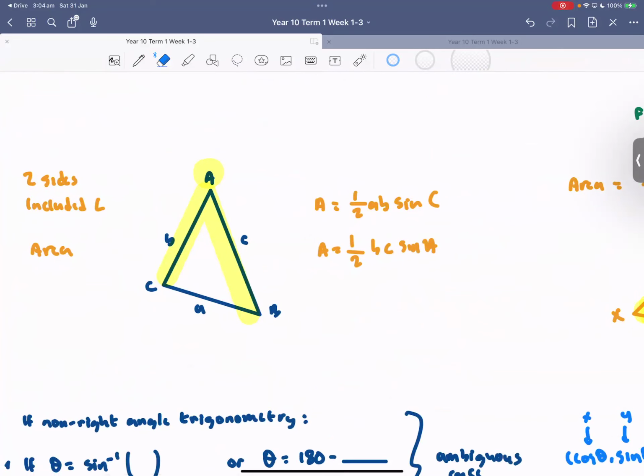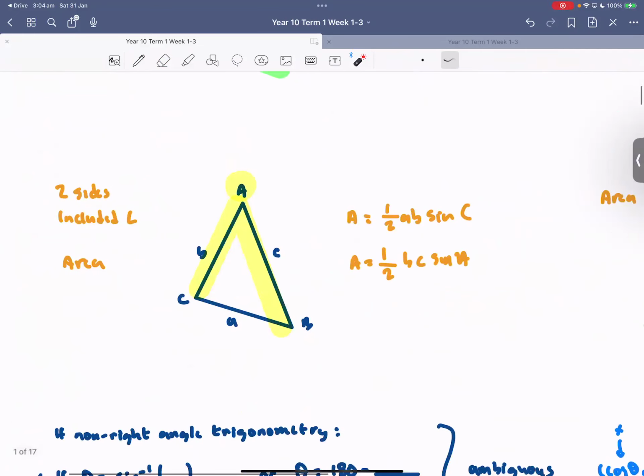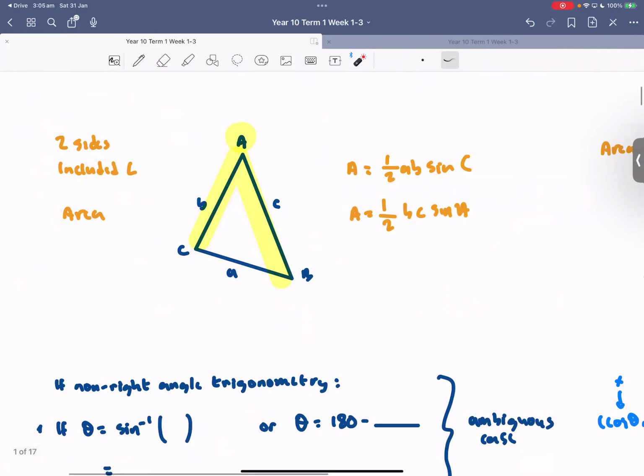And lucky last rule. If you have 2 sides and the angle in between, I swear we've seen that before. Didn't we see that before? 2 sides and angle in between. So again, another rule with 2 sides and angle in between, but it's if you want to find out the area. There is a formula for area of a triangle. All you need is 2 sides and the angle in between. And the rule is half AB sine C.